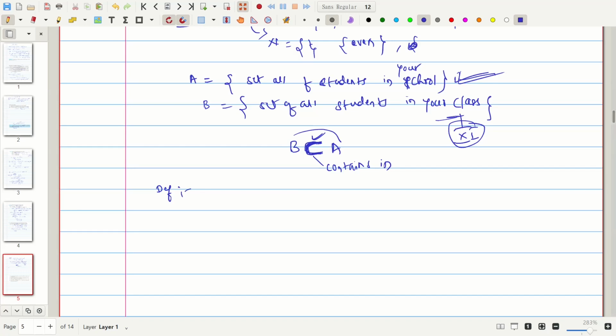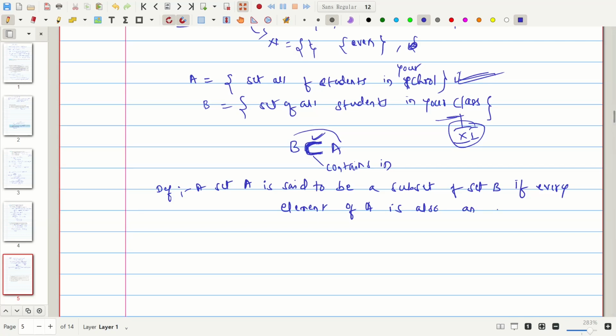A set A is said to be a subset of set B if every element of A is also an element of B. Okay, so this is the proper definition of a subset.